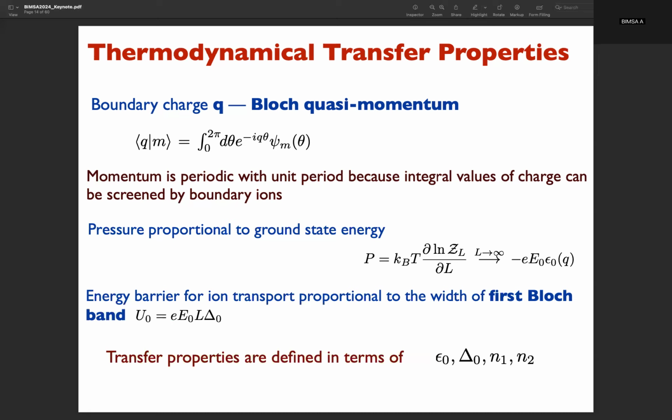So now we can compute various thermodynamical properties, like the pressure. The way you do it, you take the ground state energy, take a derivative with respect to the volume, which is one-dimensional in this case, and send the size to infinity. You're going to get this thing, right? So it's the ground state energy, E0 of Q. And then the energy barrier for the transport of those charges will be proportional to the width of the first Bloch band, this delta zero, which we'll calculate in a moment. That's exactly the value we're trying to understand: how the screening of charges allows us to make it as small as possible. So the transport properties will depend on these variables: the ground state energy, the width of the first Bloch band, and the charges of the ions. And then we'll find all these using semi-classical methods, which we use quite a lot.